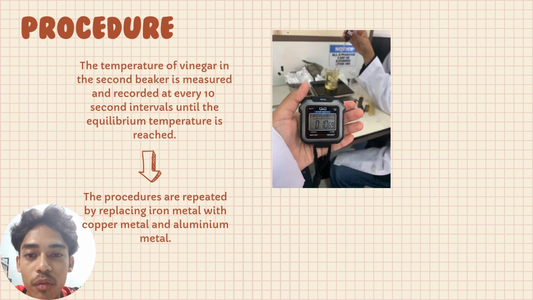Next, the temperature of vinegar in the second beaker is measured and recorded at every 10-second intervals until the equilibrium temperature is reached. The last procedure is that the procedures are repeated by replacing iron metal with copper metal and aluminium metal.